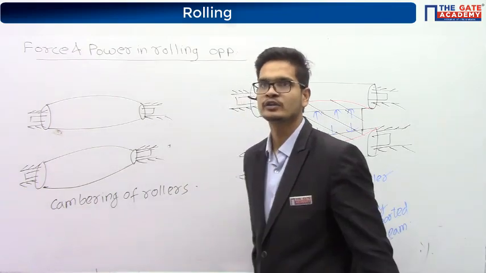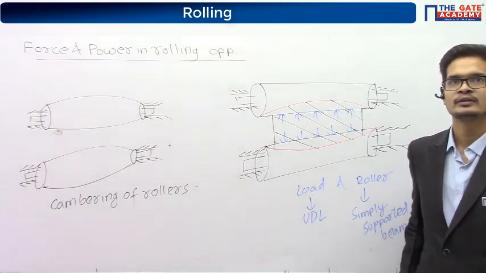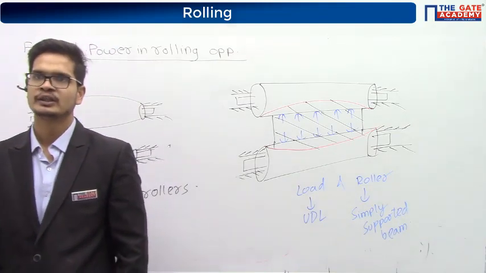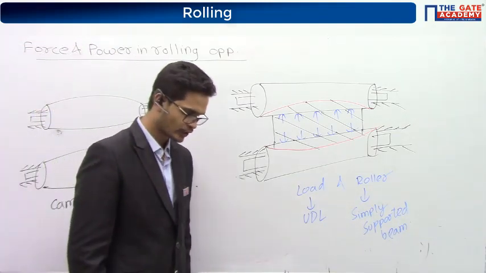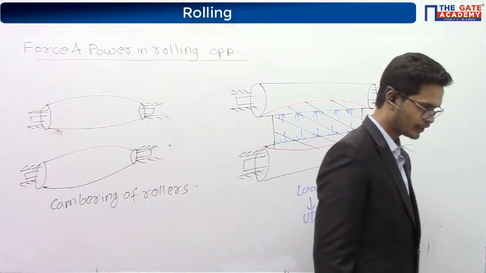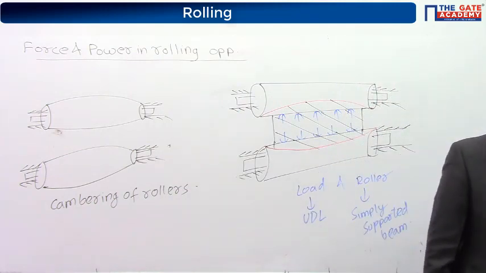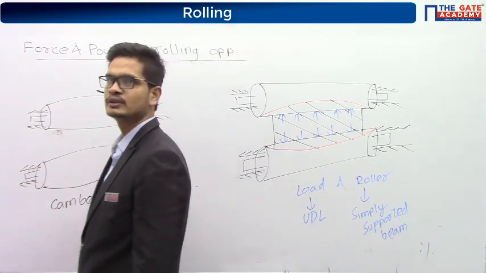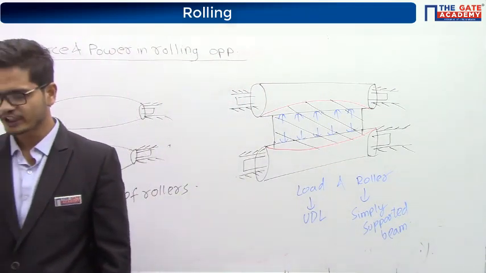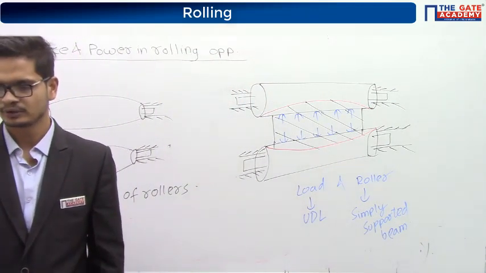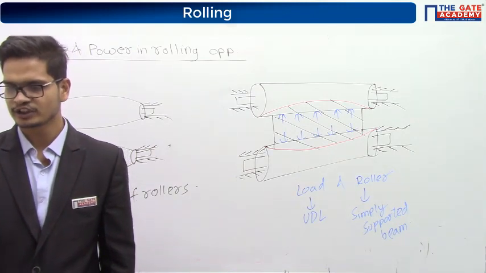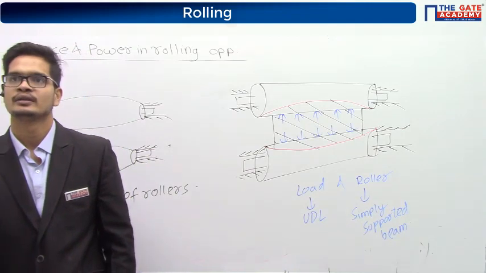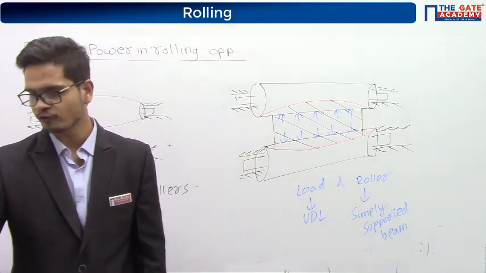So further, write down. To get uniform thickness of the component, the rollers are made convex in shape. This is called cambering of rollers.